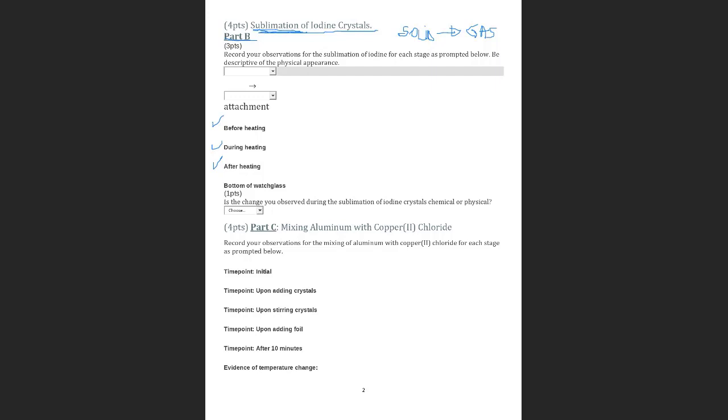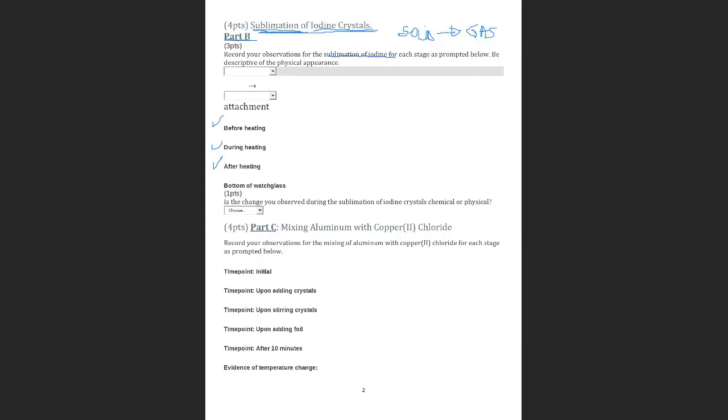So in this case, we will have iodine crystals in part B, and we are going to do sublimation of those crystals. And they are asking, record your observations for the sublimation of iodine for each stage. For example, before heating, during heating and after heating.